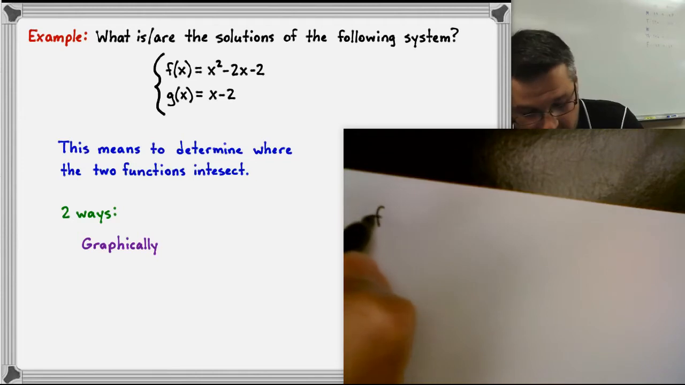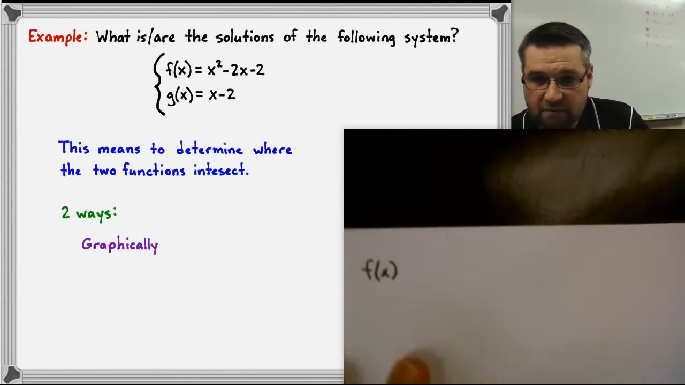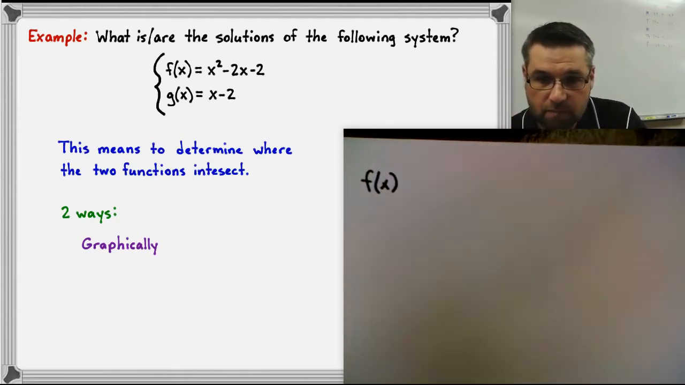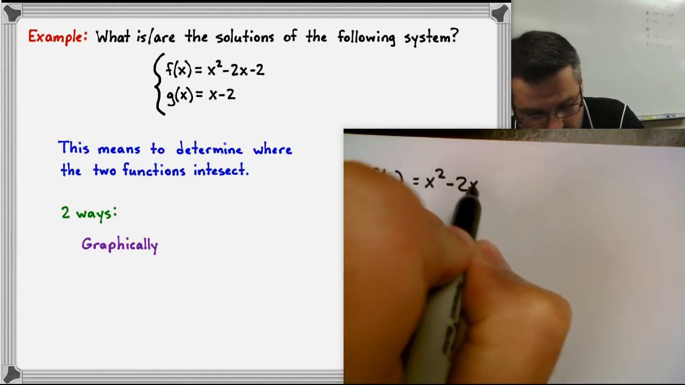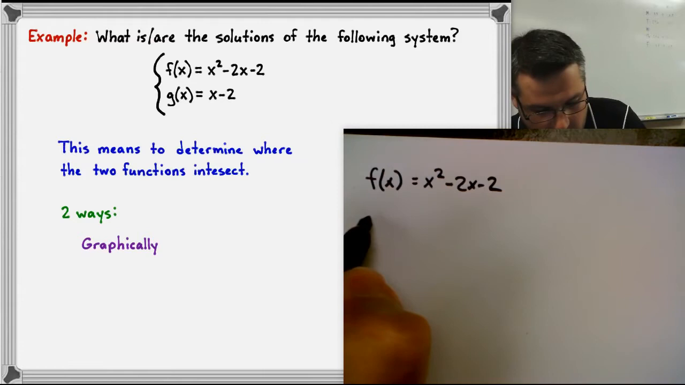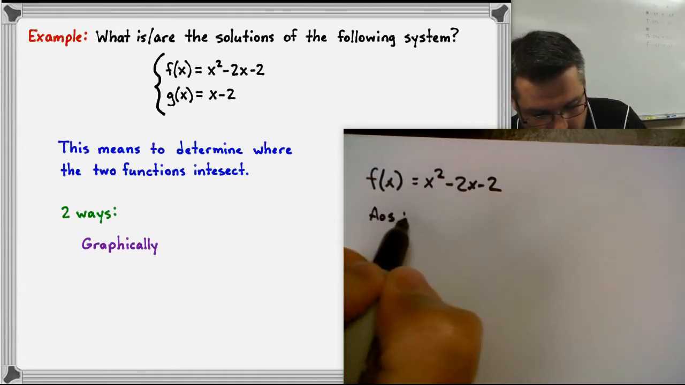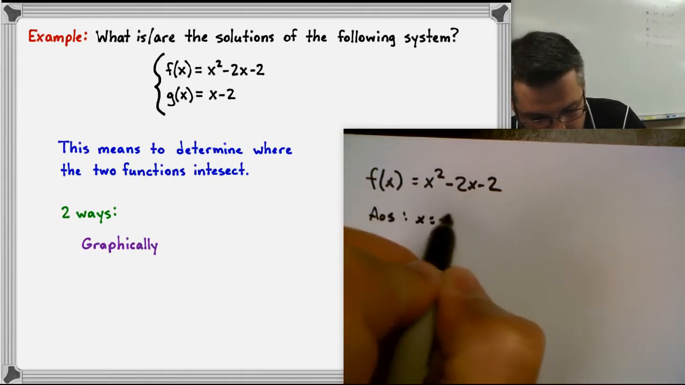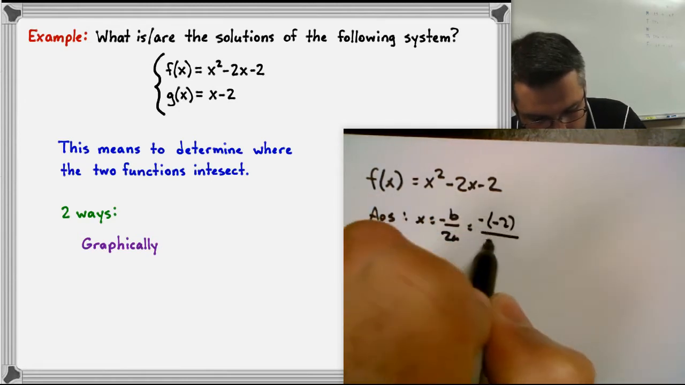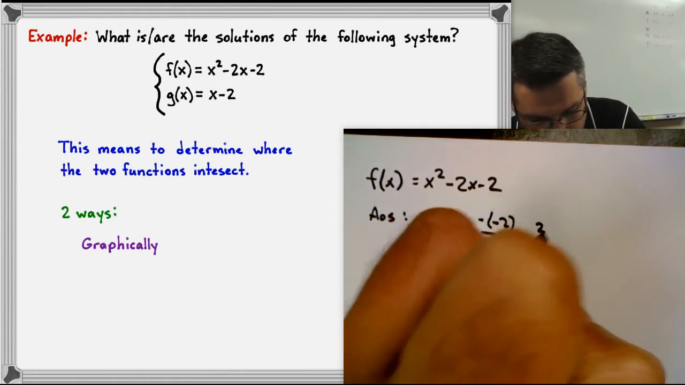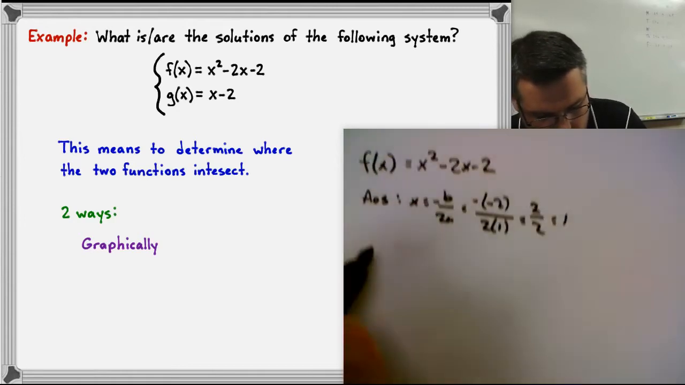In the first function, f of x, I want to graph that. Let me line this up a little bit better here. So I've got f of x equals x squared minus 2x minus 2. I want to graph that. So remember, we got to find our axis of symmetry. That's going to be x equals negative b over 2a. So that's going to be negative negative 2 over 2 times 1, which is 2 over 2, which is 1. So our axis of symmetry is 1.